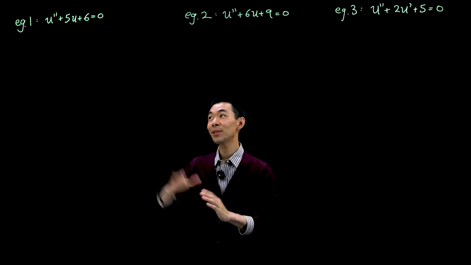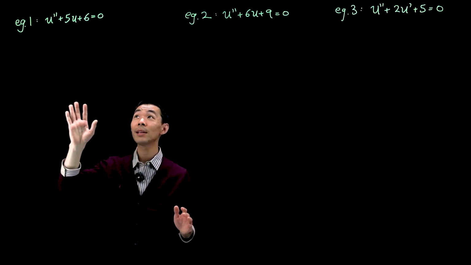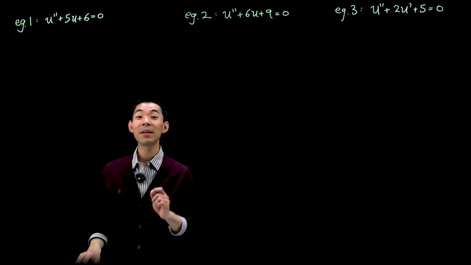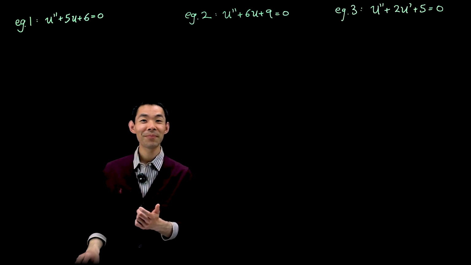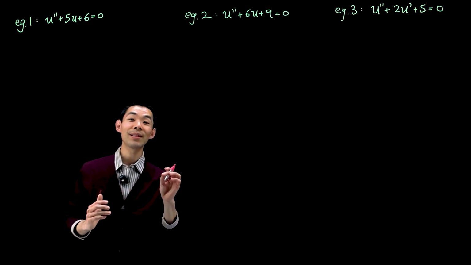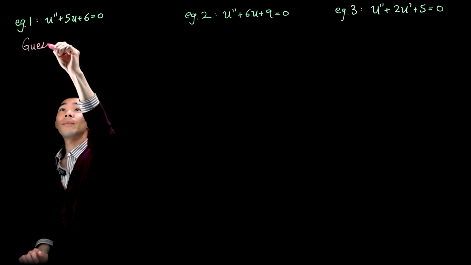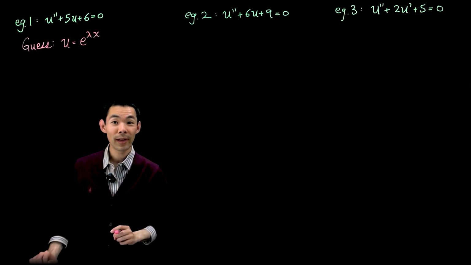Let's do a couple of quick examples. I've just written 3 examples up here that we'd like to solve using the techniques that we've learned so far. So let's do example number 1. u double prime plus 5u prime plus 6u equals 0. So once again, we guess solutions for differential equations, right? That's how we solve them. Let's guess the form of the solution. We guess the form of an exponential.